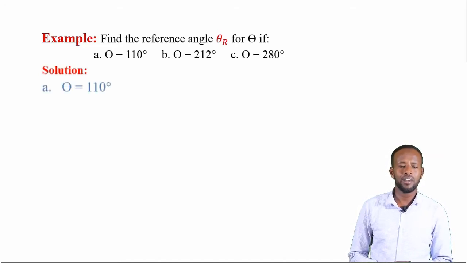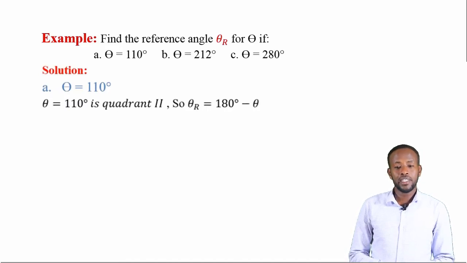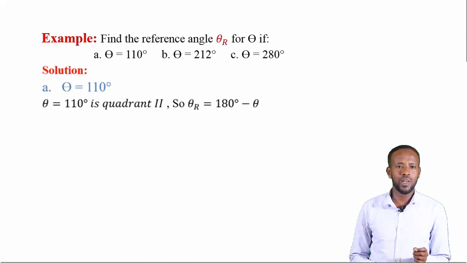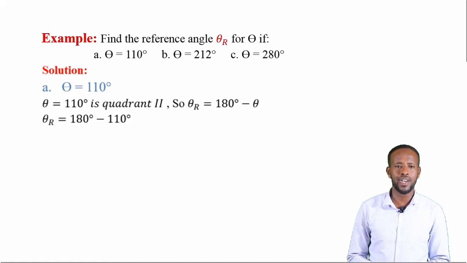Theta r for the first is equal to 180 degrees minus theta. Why do we say this? Theta equal to 110 degrees is in quadrant 2. So theta r is equal to 180 degrees minus theta. What is theta? It is the given angle. So theta r is equal to 180 degrees minus 110 degrees. Therefore, the reference angle of 110 degrees is 70 degrees.